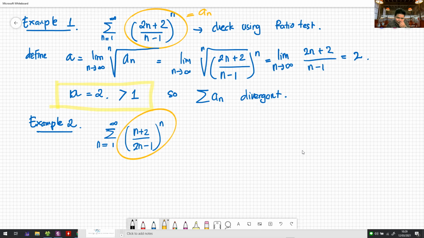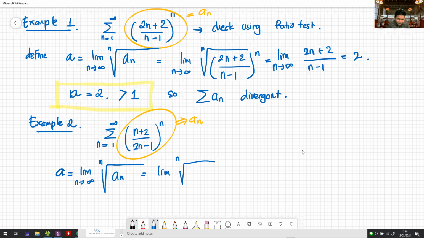Ini pangkatnya naik terus loh. This is a_n. Anyway, we will check. A we define as the nth root of a_n. This is a_n. I will write it down again to make sure you remember it. n plus 2 divided by 2n minus 1, and then this one is to the power of n.